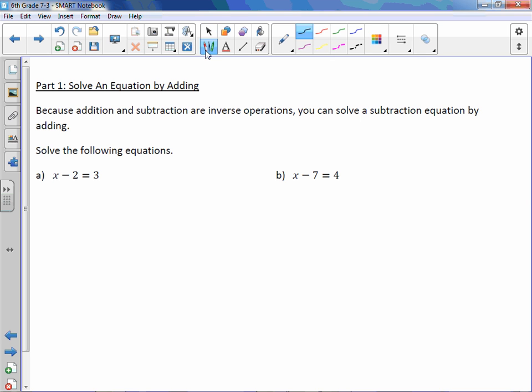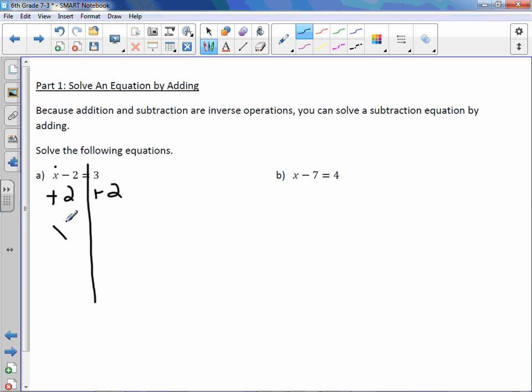So we're going to use the same method as the previous lesson, only this time we have subtraction we need to get rid of. So I draw my line down the equal sign and find the variable. I need to get the variable alone. Well, right now I have x minus 2. To get rid of minus 2, I'm going to add 2 to both sides. I'm doing the inverse operation.